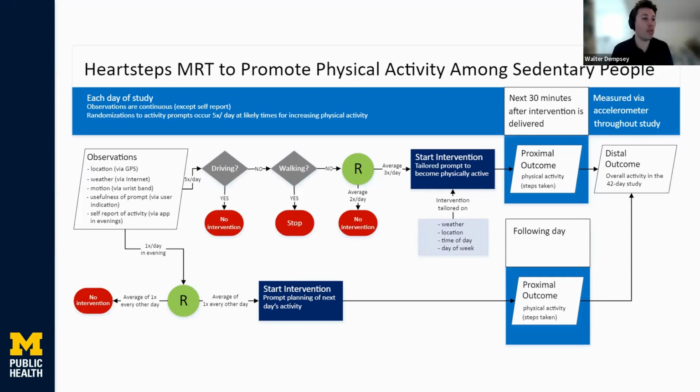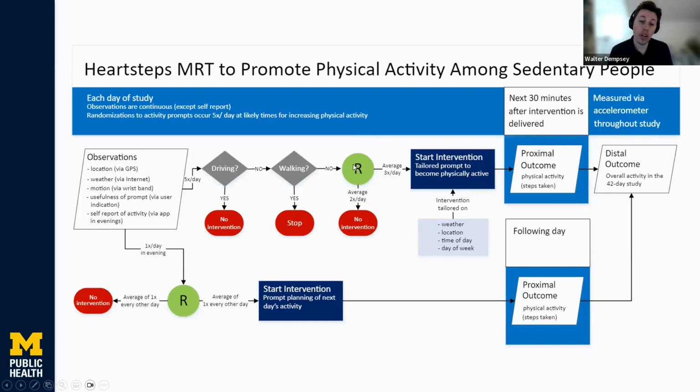And so these are taking into account, again, rapidly incoming information through wearable devices and through the phone to monitor the individual to decide not to provide an intervention. So that gives me my first driving no, walking no. And then if they're not driving or walking, we randomize them. This R here is for randomization, for an average 3 times a day, to receive a tailored prompt to become physically active. So I want you to think through 2 different pieces.